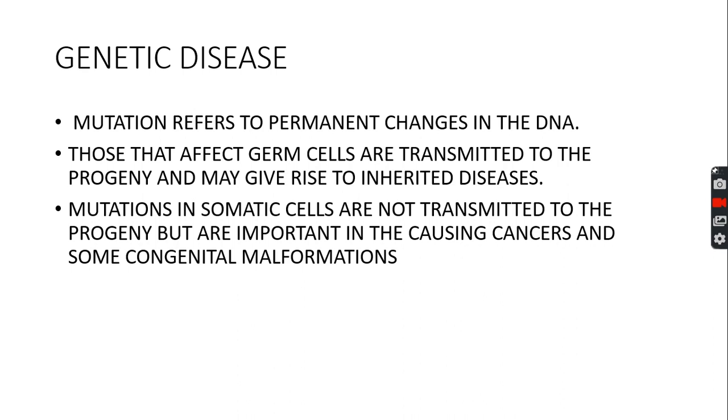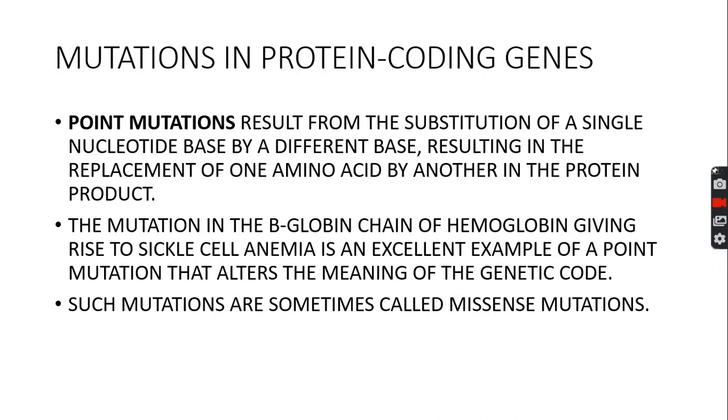So for those mutations that affect the germ cells, these usually tend to be transmitted to the offspring and may give rise to inherited diseases. When you have mutations in somatic cells, however, they are not transmitted to the progeny but are very important in causing cancers and some congenital malformations. In the earlier lectures, we talked about genes which are responsible for carcinogenesis, and some of those genes we mentioned were proto-oncogenes, and we also talked about tumor suppressor genes. We briefly highlighted also genes of DNA repair and genes of apoptosis. So usually somatic cell mutations will give rise to abnormalities in these genes, which eventually results in neoplastic transformation and carcinogenesis.